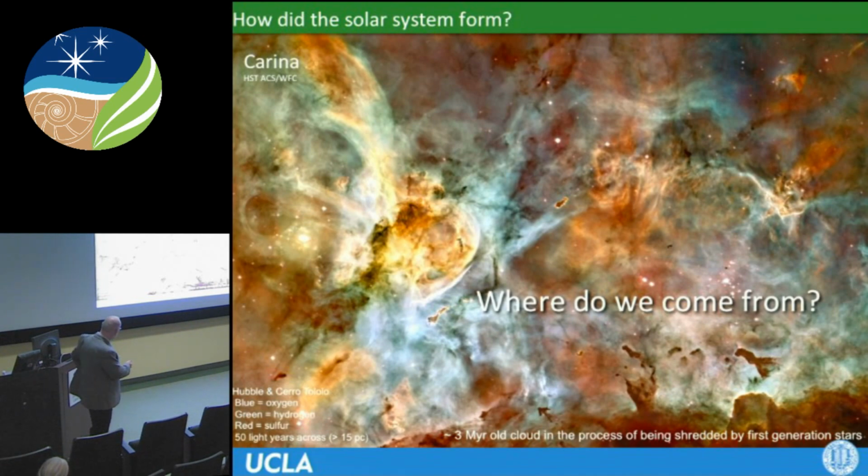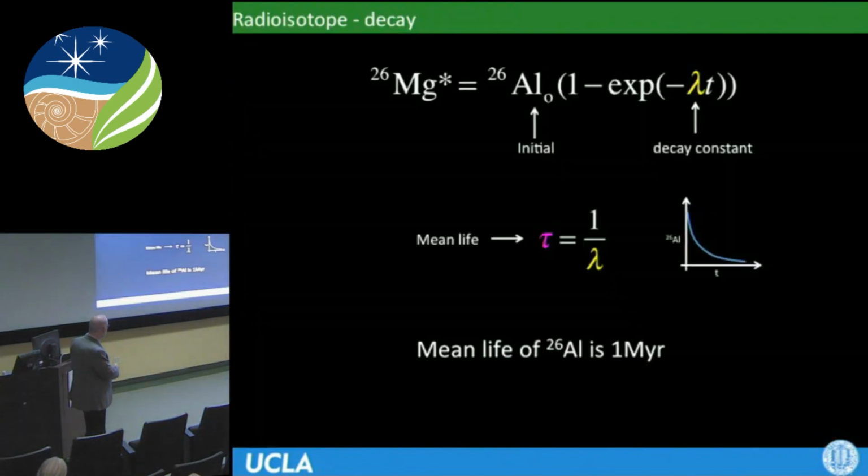I'm going to come back to this picture later. It's a field about 50 light years across, or greater than 15 parsecs across. It's a very large region. It's long-lived. It lasts for a very, very long time with multiple generations of star formation and very massive stars. So we're going to come back to the significance of that. But that's really what we're trying to answer here: where did we come from? And I'm giving you the answer first, which is we think we came from an environment that looks like this.